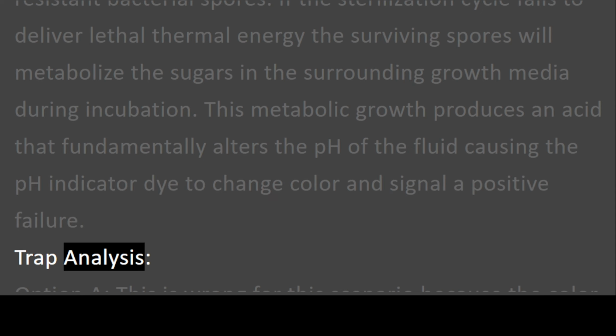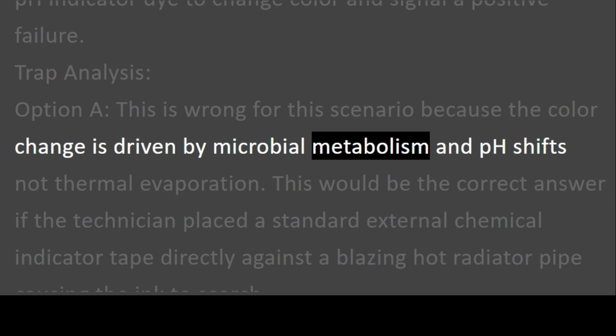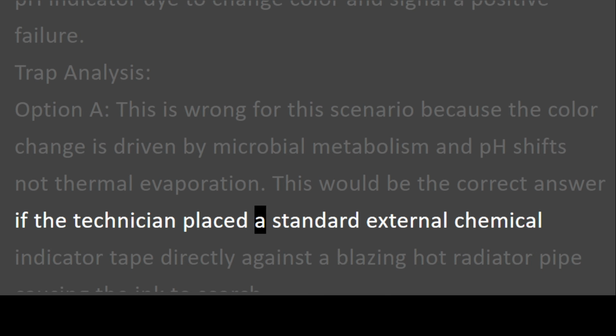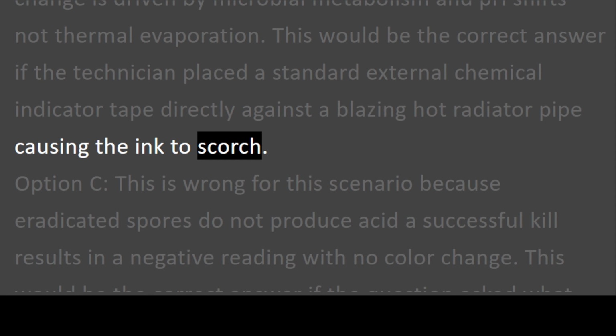Trap analysis. Option A. This is wrong for this scenario because the color change is driven by microbial metabolism and pH shifts, not thermal evaporation. This would be the correct answer if the technician placed a standard external chemical indicator tape directly against a blazing hot radiator pipe, causing the ink to scorch.